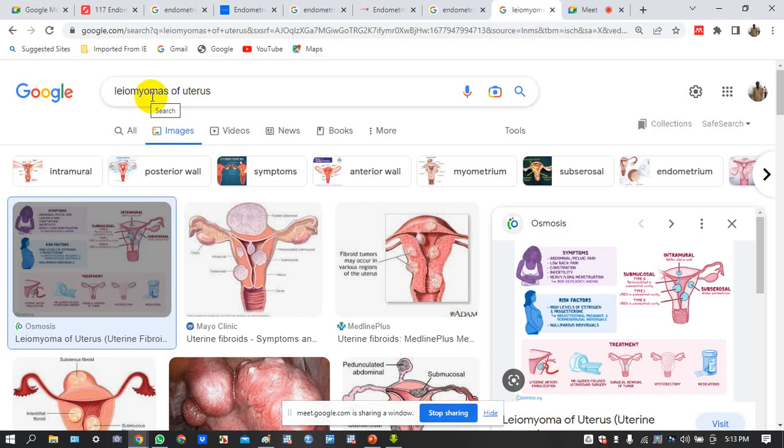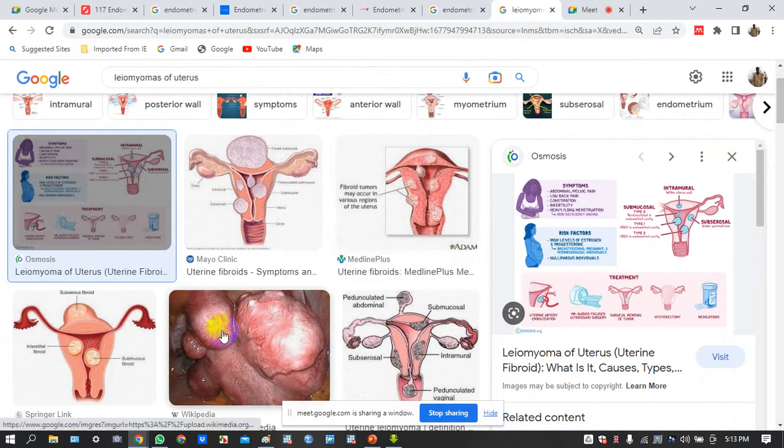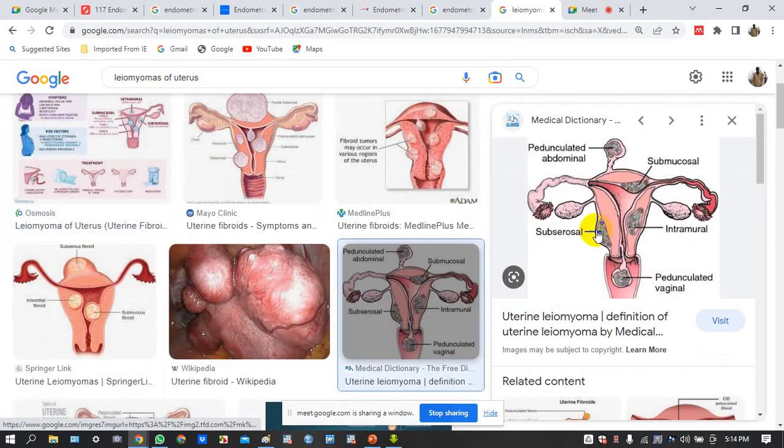So myoma, most of the time they leave it as M-Y-O-M-A-S, myoma. But if it's plural, then you make it leiomyoma or leiomyomatus. So you can see all these things are fibroid. So I was telling you that if the fibroid, this is somebody's womb, it has a lot of nodules, fibroid nodules, nodulated with a lot of fibroid nodules. So you can see the types of fibroids that we have.